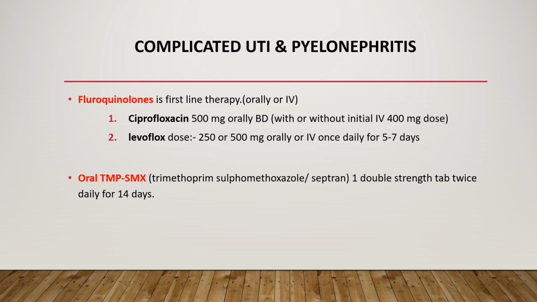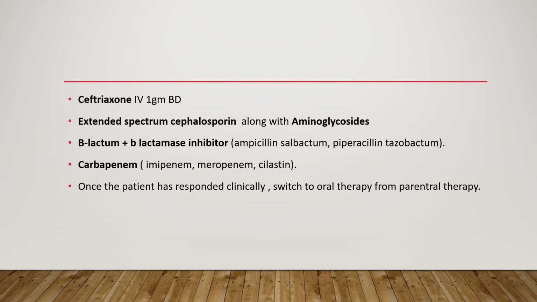Fluoroquinolones are the first line of therapy. We can give them orally or IV. The treatment is ciprofloxacin and levofloxacin. Ciprofloxacin is 500 mg BD with or without an initial IV 400 mg dose. The dose of levofloxacin is 250 or 500 mg orally or IV once daily for 5 to 7 days. We can also give Septran, trimethoprim and sulfamethoxazole, one double strength tablet twice a day for 14 days.